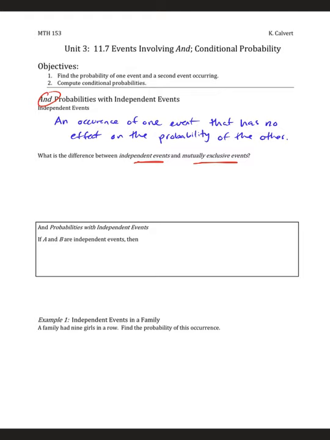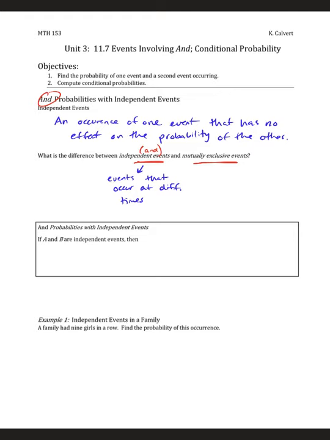Independent events are events that occur at different times. We'll also see the keyword, if you will, "and" with independent events. And we'll talk about the formula of that in a second.